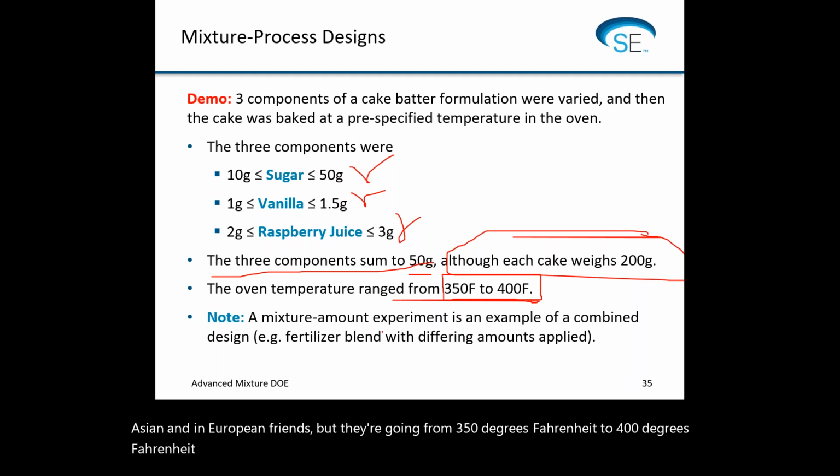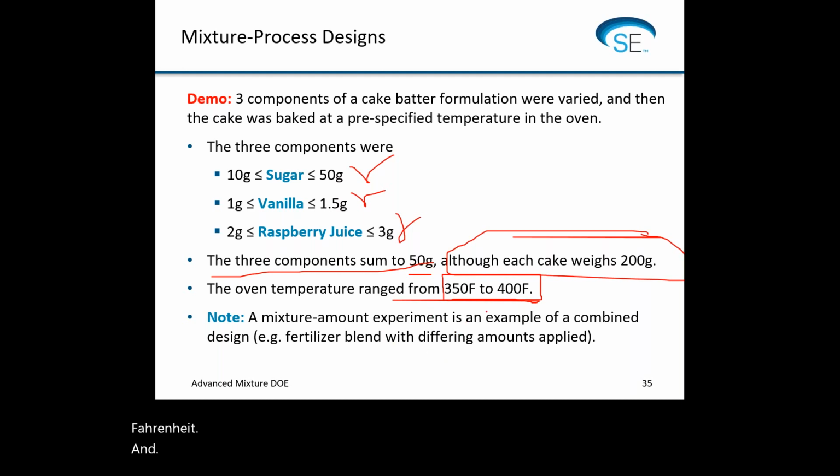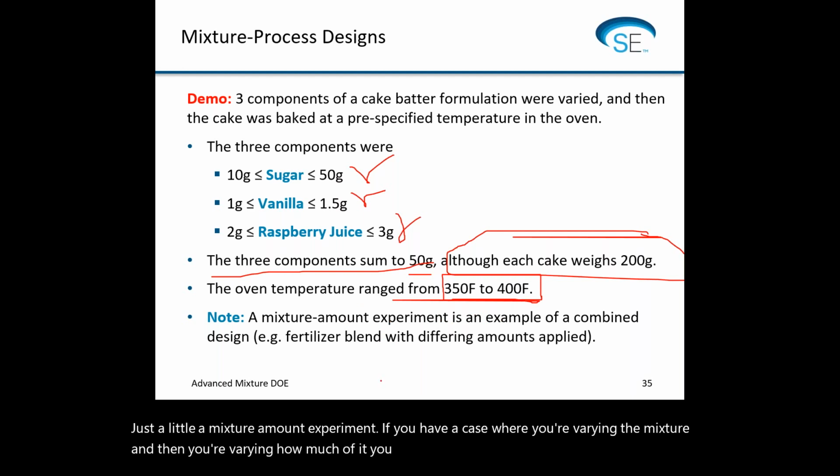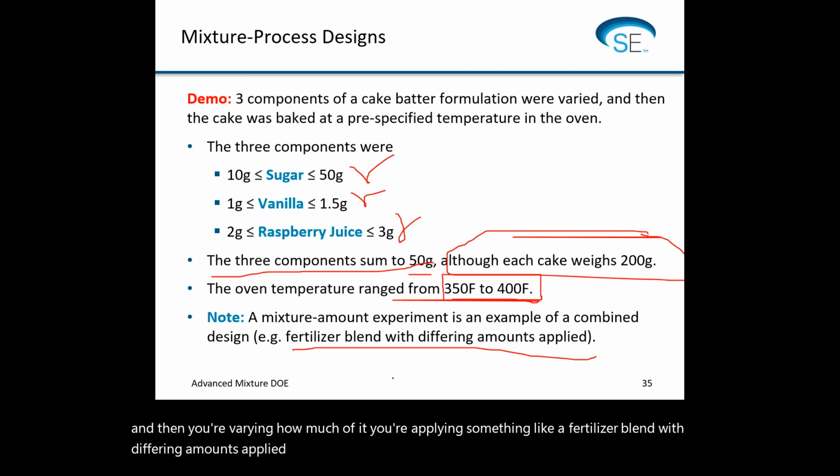to 400 degrees Fahrenheit. And just a little caveat, a mixture amount experiment, where you're varying the mixture and then you're varying how much of it you're applying, something like a fertilizer blend with differing amounts applied, is basically the same thing as a mixture process design, except the process part is the amount that you're applying.